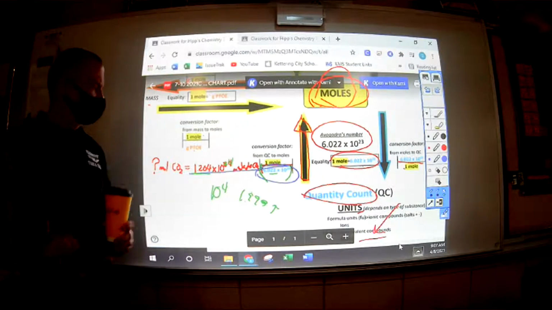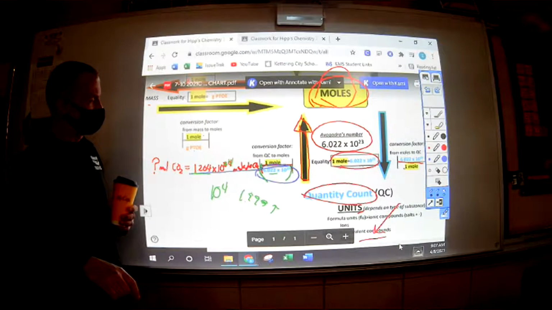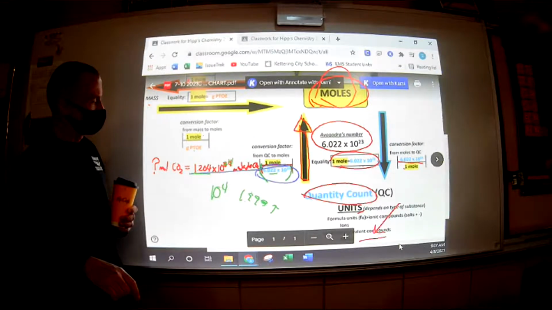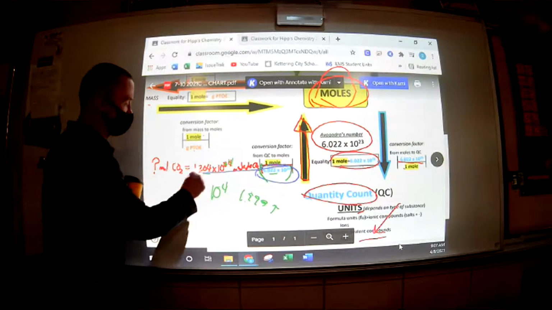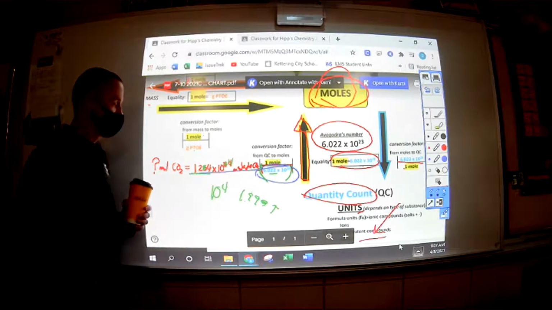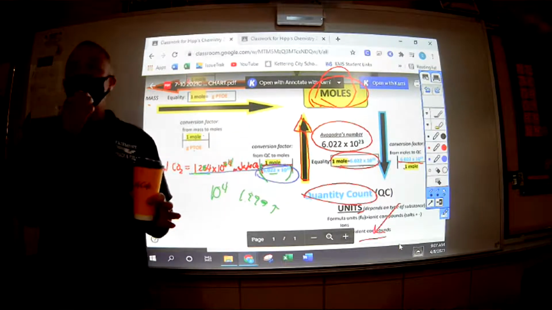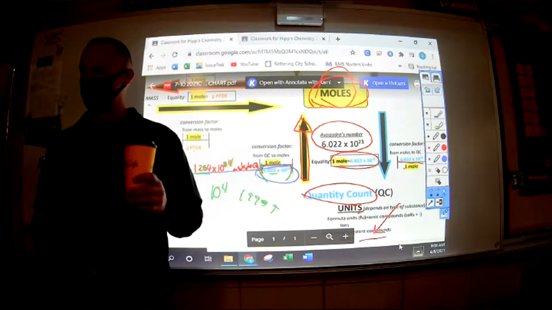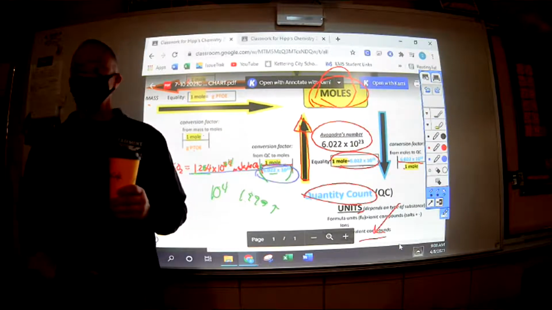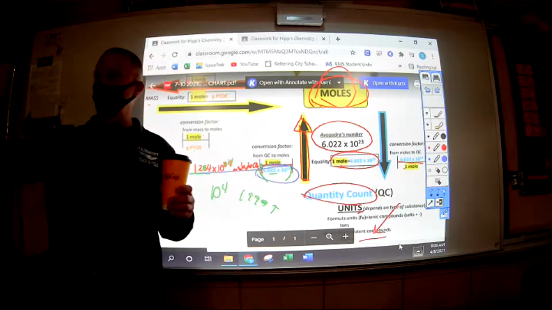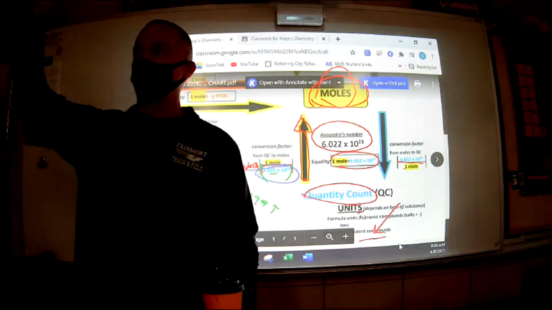What did you type? Did you type 1.204? Oh, that looked like a 6 to you. Yeah, that would make sense. If you got 10 to the 40 something, you didn't use parentheses. Did any of you use the parentheses for the number on the bottom?